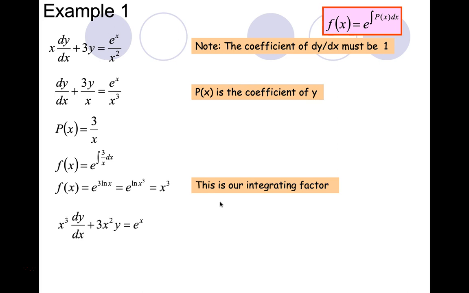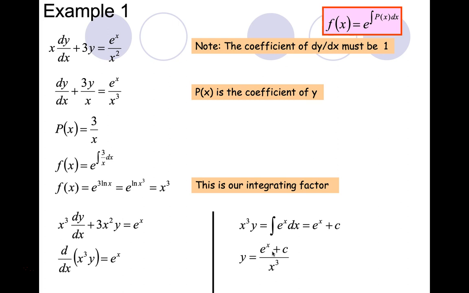So we just multiply all through by x cubed. And then now we realize that the left hand side is an exact derivative. It will just be d over dx of the integrating factor times y. And so we can solve it to get our y as a function of x.